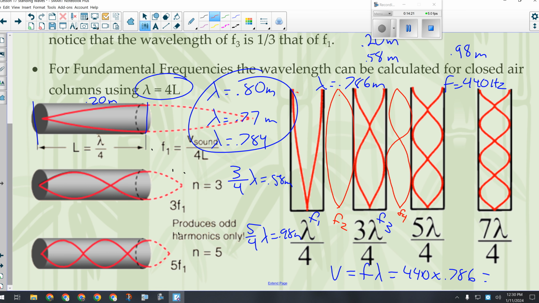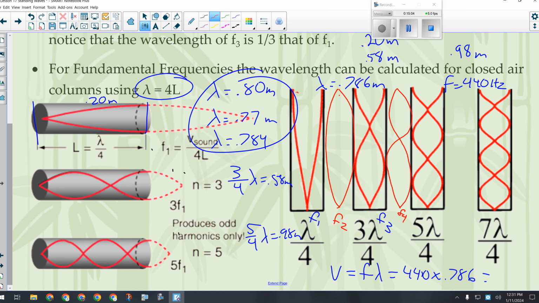Here's the kind of thing I would ask you about a closed air column on a test. I would give you some situation where you would have to decide whether it was an open air column or a closed air column. Then I would say this column is resonating at its fundamental frequency, the tube is this long, and the speed of sound is this many meters per second. What's the length of the tube? You would have to work backwards, find the wavelength, find the length of the tube, or I'd give you the length of the tube and ask you to calculate the speed of sound like I did today. Something along those lines. We'll do a few examples, but that's what I'm generally going to be looking for.